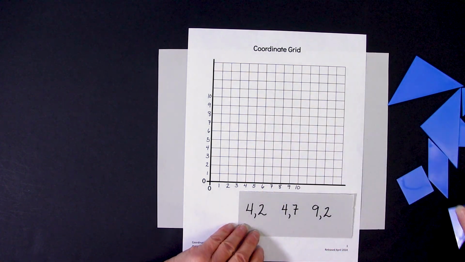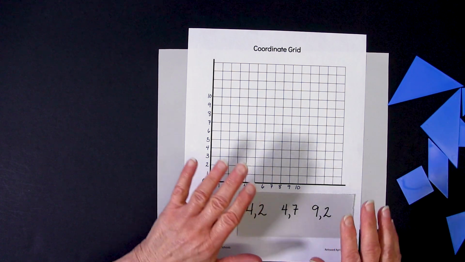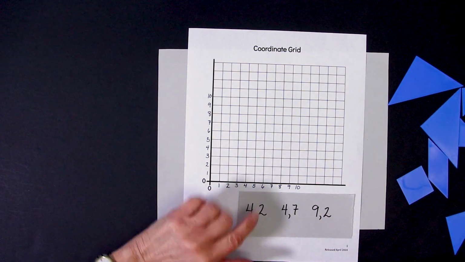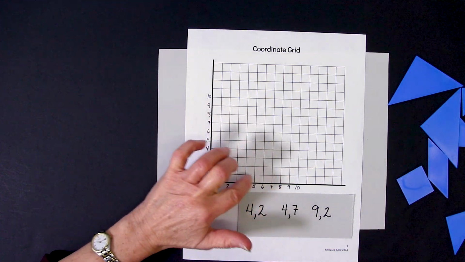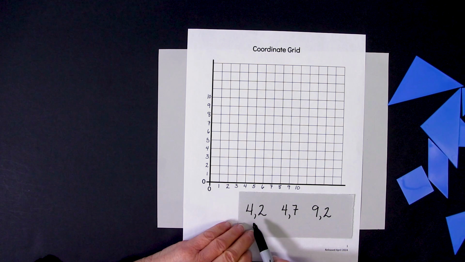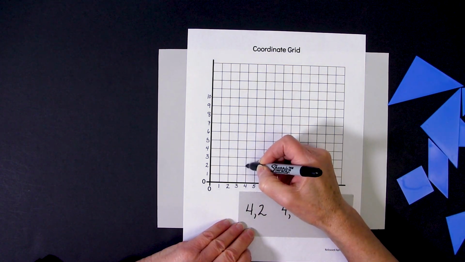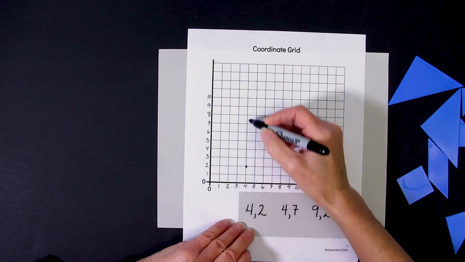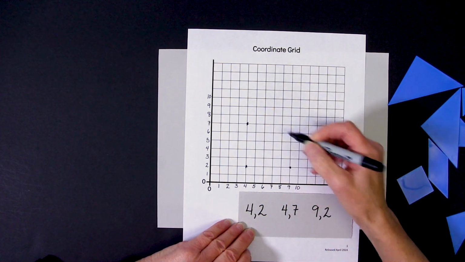And now I'm going to give these plotted points to a partner and ask my partner to place the points on the coordinate grid and find out which shape I had plotted. So they're going to do 4 across, 2 up, 4 across, 7 up, 9 across, 2 up.